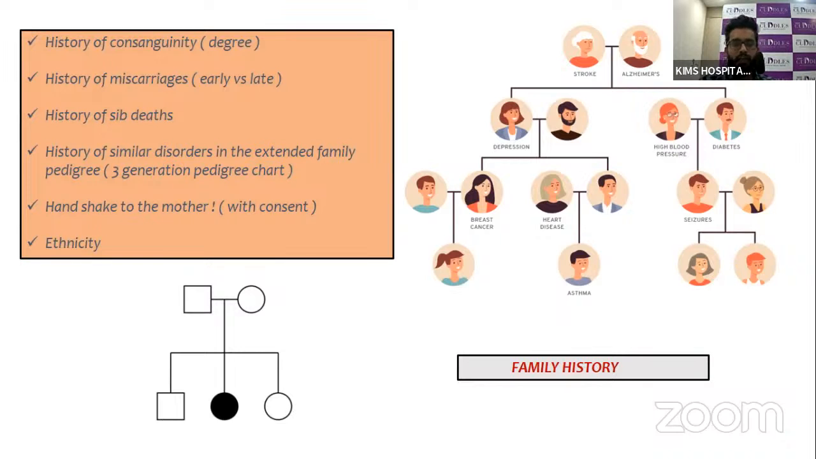And after asking that, can you guess why I am saying that shaking hands with the mother is very important? Because congenital myotonic dystrophy is autosomal dominant. It is a trinucleotide repeat disorder. So if the child is suspected to have congenital myotonic dystrophy, most probably the mother also will have myotonic dystrophy. In that case, you can elicit the myotonia by asking the mother to shake a hand. So that is another important thing when you're suspecting a neuromuscular disorder in a baby.